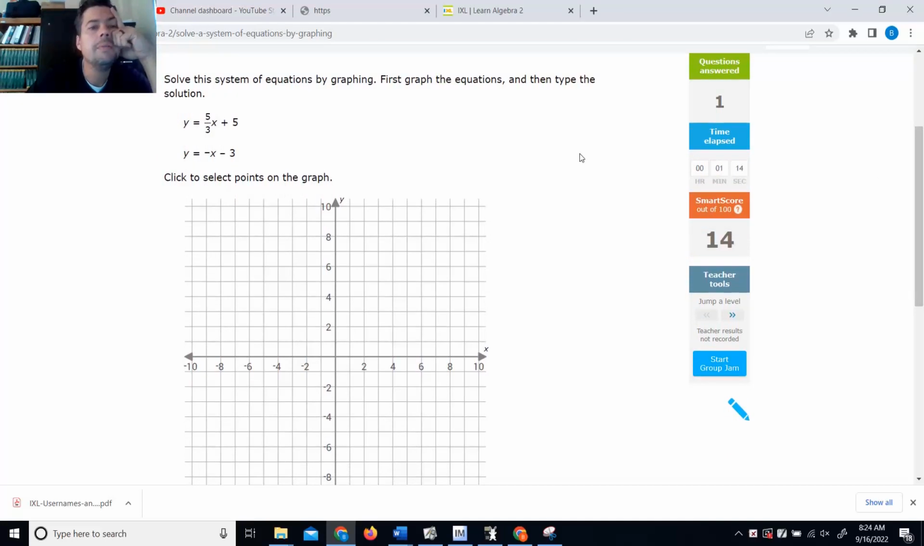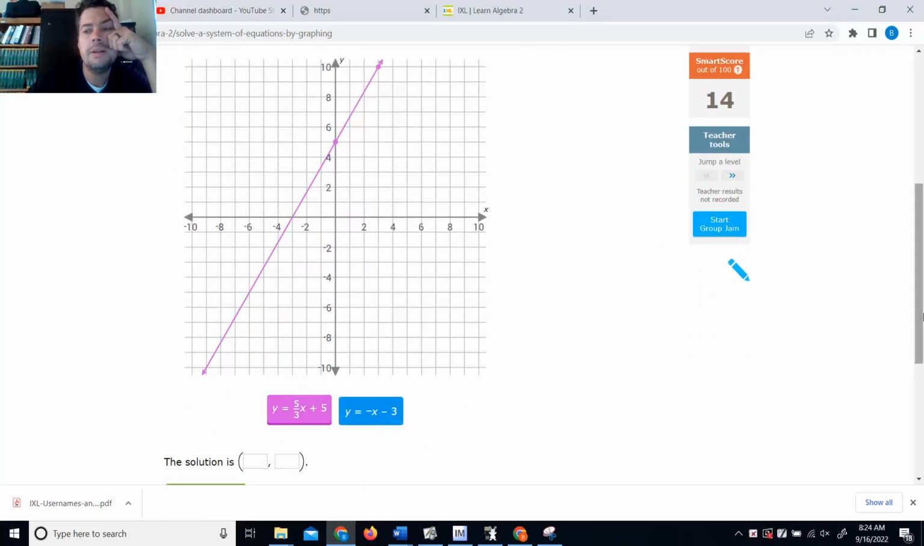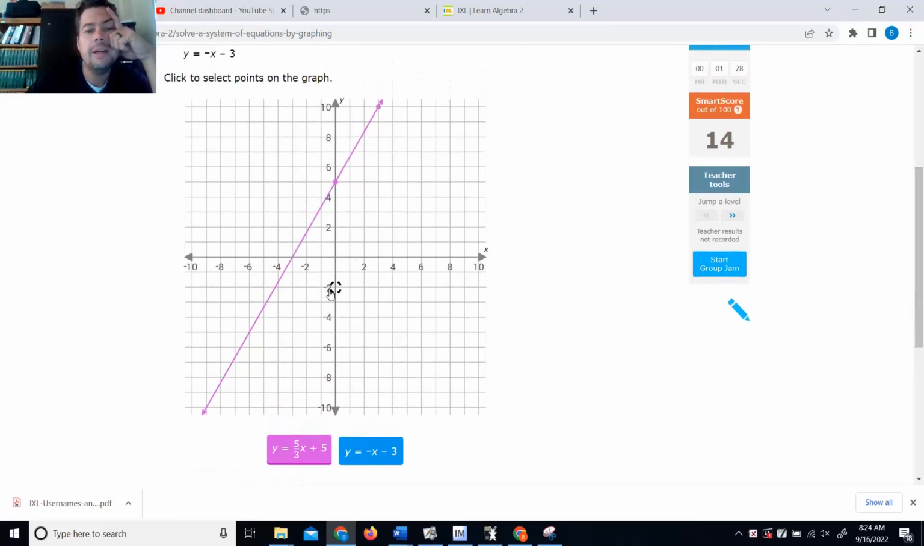Same deal as before. This guy crosses the y-axis at 5, has a slope of rise 5, run 3. That one's done. Now I'm at -x minus 3. Cross the y-axis at -3, fall 1, run 1. Done. There's my answer. -3, 0.